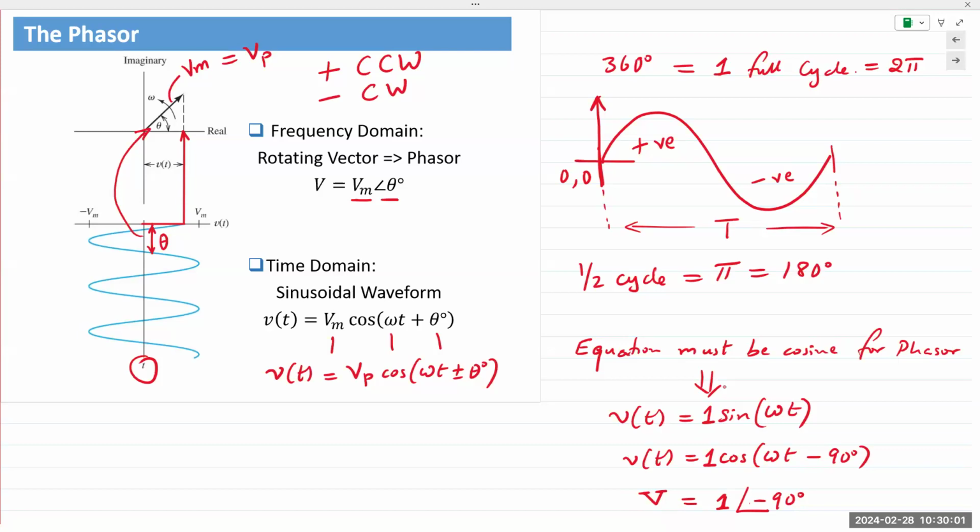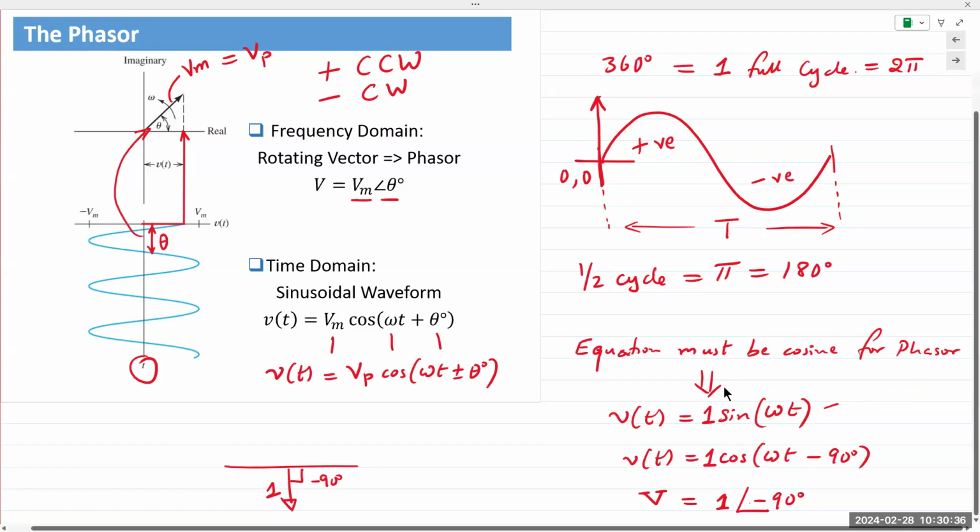So minus 90 would simply be pointing straight down. That's all it would look like if you plot it. It's a rotating vector. The vector is just pointing down. That's all it's doing. No, VM has no effect on that. VM is simply the length of the vector. That still stays the same. You cannot describe this as a phasor. If you want to describe this, then it has to be in cosine.